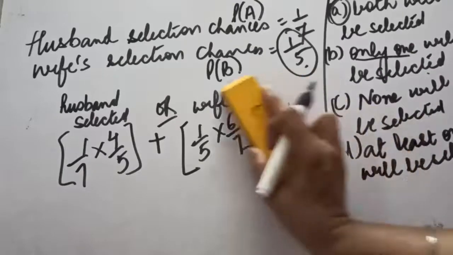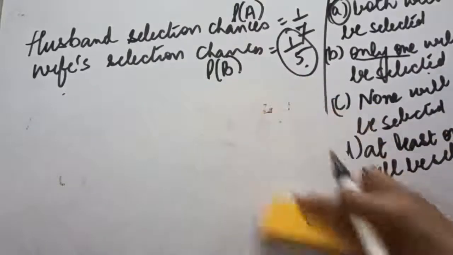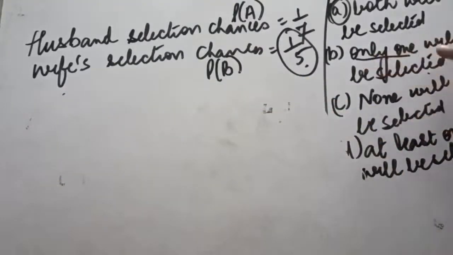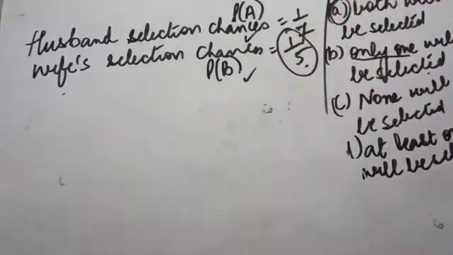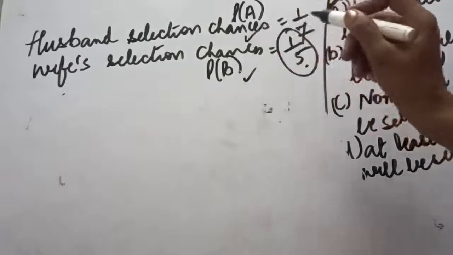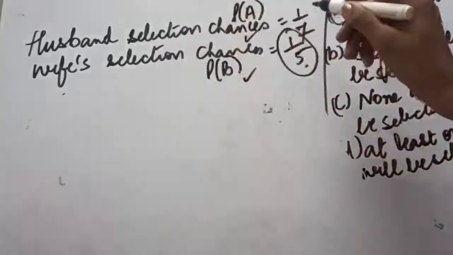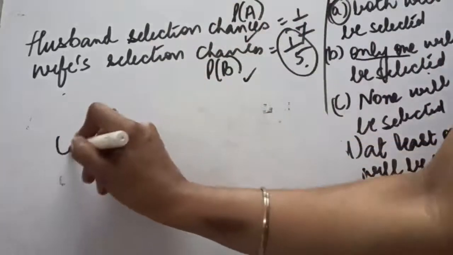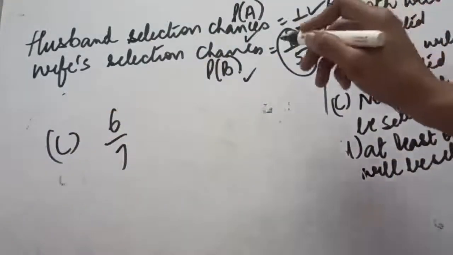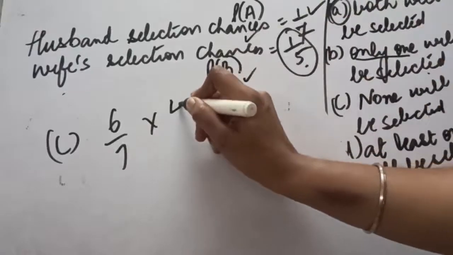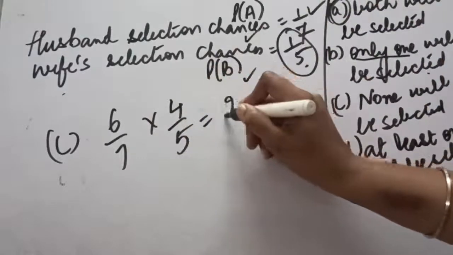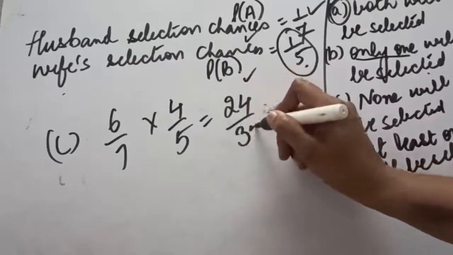Now in the third point, it is shown that none will be selected. None will be selected means husband will not be selected and wife will not be selected. It means both will not be selected. Husband's chances of not selection will be 6 upon 7, 1 minus 1 upon 7, and wife's not selection 1 minus 1 upon 5, 4 upon 5. It will be 24 by 35.